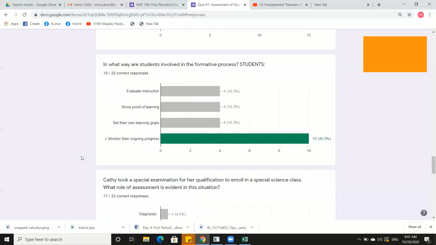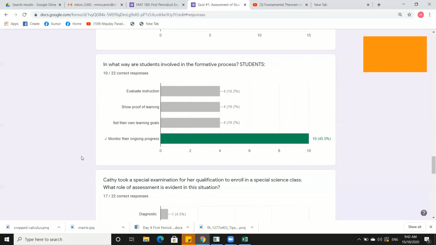In what way are students involved in the formative process? When you say formative, that is during, di ba? That's during. So evaluate. Let's start with letter A. Evaluate instruction. Yeah, it's formative, but it's more on the teacher side. So definitely A is not the answer.